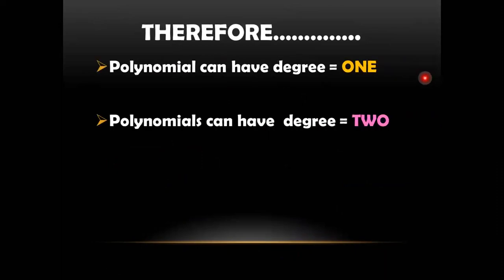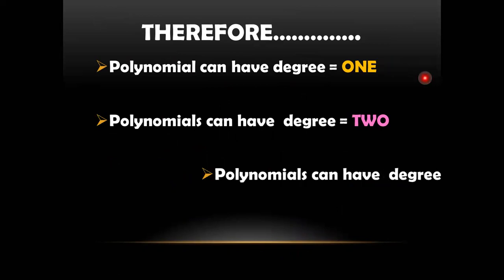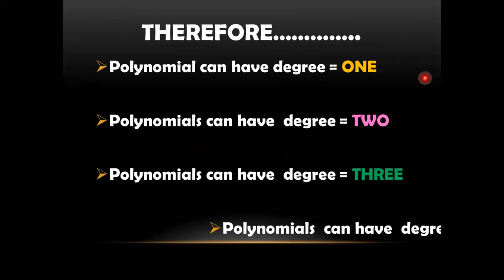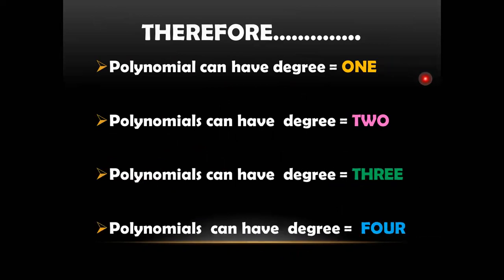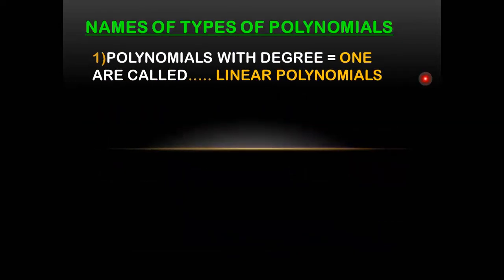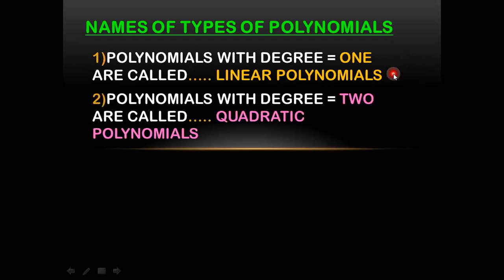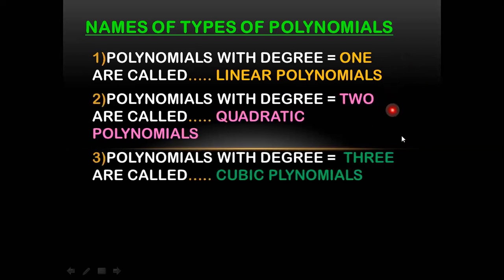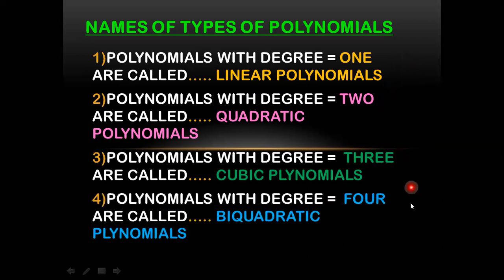A polynomial can have degree 1, degree 2, degree 3, or degree 4. So their names will be according to their degree. A polynomial with degree 1 will be called a linear polynomial, right? A polynomial with degree 2 will be called a quadratic polynomial. A polynomial with degree 3 will be called a cubic polynomial. And a polynomial with degree 4 will be called a biquadratic polynomial.